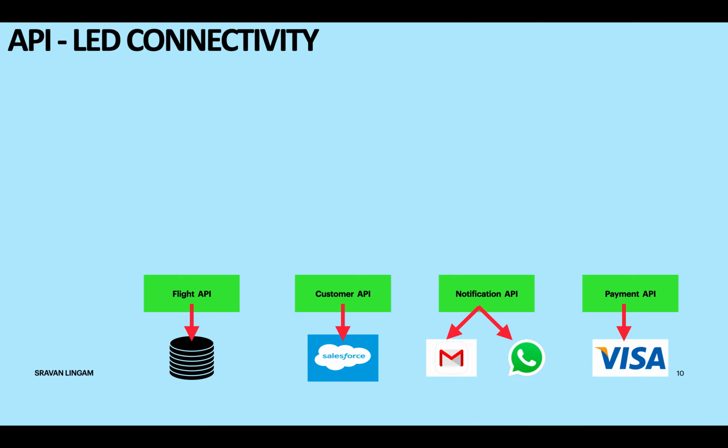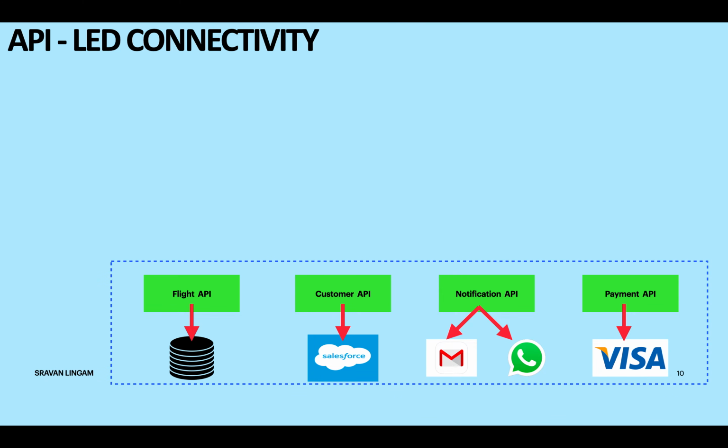This Visa can be an API as well, but it is an external system for us. So all these are called system APIs, because they are connecting to these systems directly.